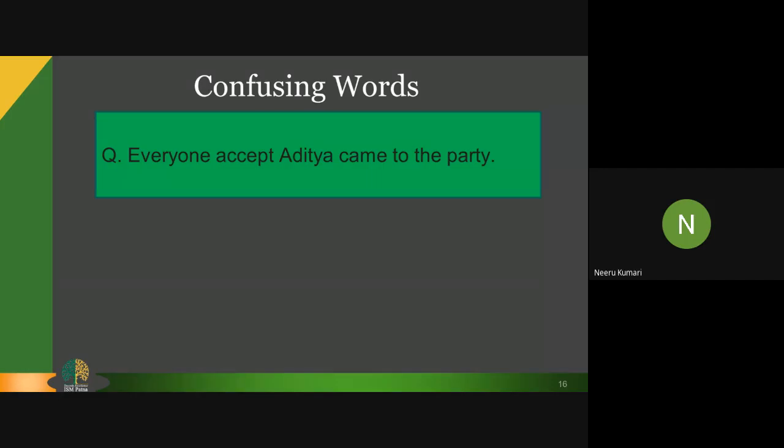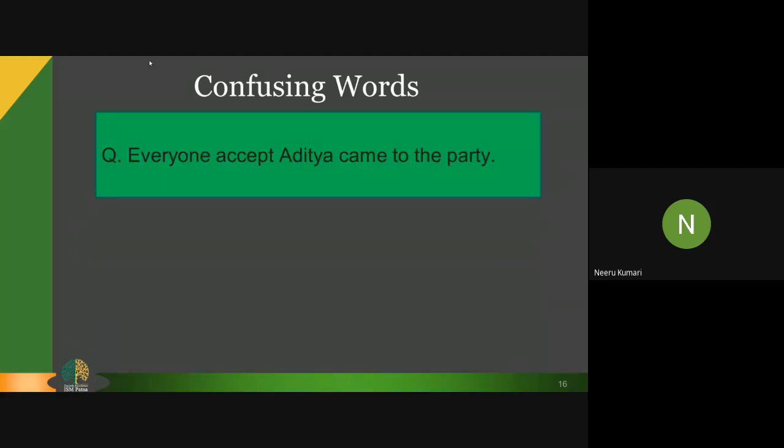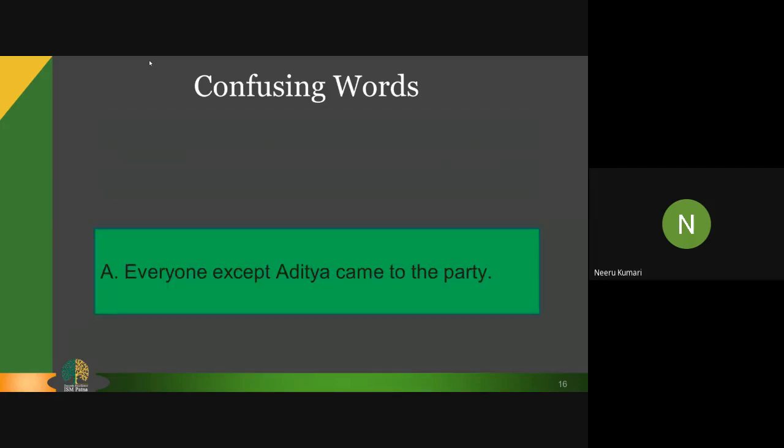So here we go. When we talk about the right answer, so this is the right answer. As you all know, everyone, the question was like this. Everyone except Aditya came to the party. The wrong spelling is accept. Instead of accept, the word that we should mention is except, E-X-C-E-P-T, instead of A-C-C-E-P-T.